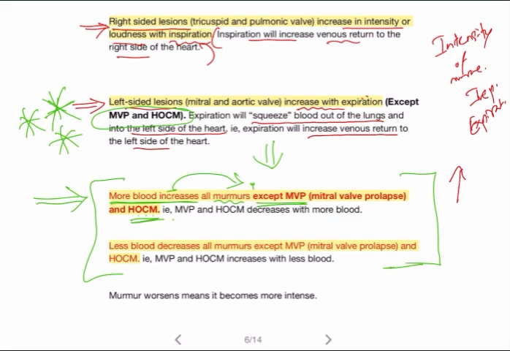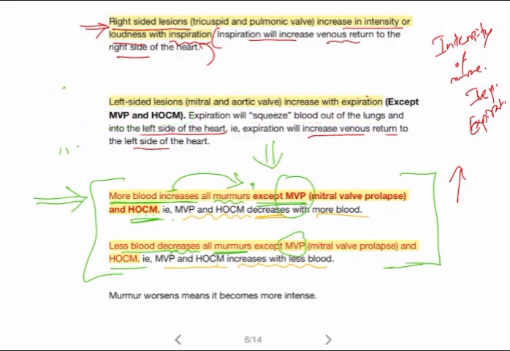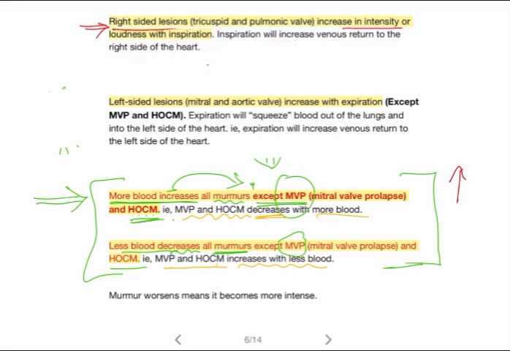That is, more blood increases all murmurs except MVP and HOCM, and less blood decreases all murmurs except MVP and HOCM. In the case of MVP and HOCM, the murmurs decrease with more blood, and MVP and HOCM increase with less blood. So if there is less blood in the chamber, the intensity of MVP and HOCM is increased. Just focus on only one capsule. All the rest you can forget right now, just the concept.